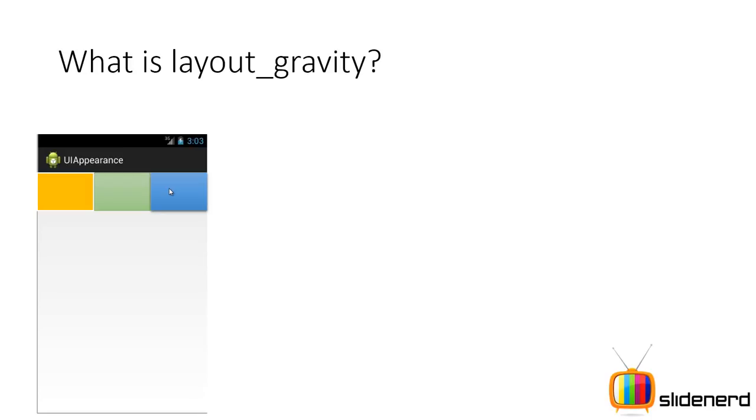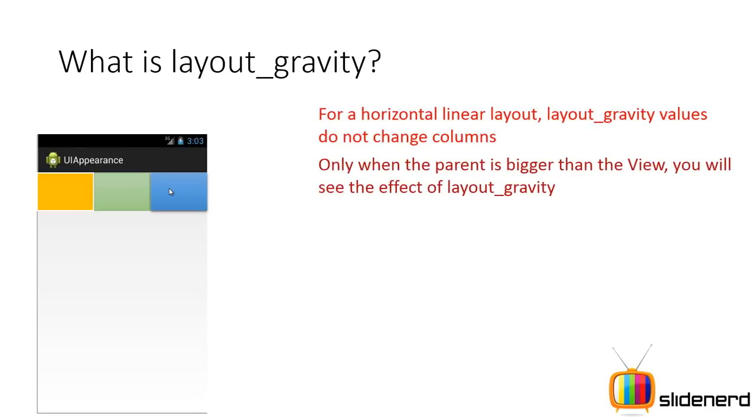Now how and what are the different ways they can move? If you see, the yellow control can be placed all the way from the top to the bottom, and the green control and the blue control can also be placed anywhere from the top to the bottom without changing the columns. Remember, in a horizontal linear layout, things are arranged in columns. Layout gravity values do not change columns, alright? That's very important. Also, if the parent is bigger than the view, you will see the effect, otherwise you will not.